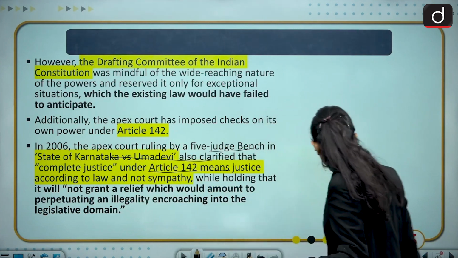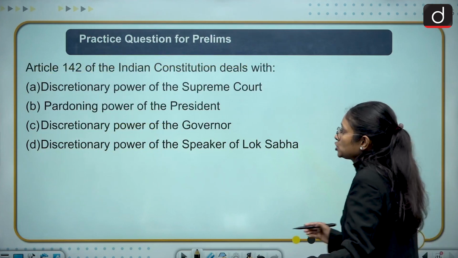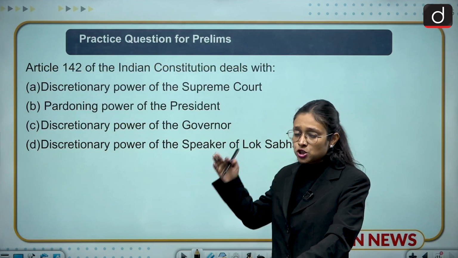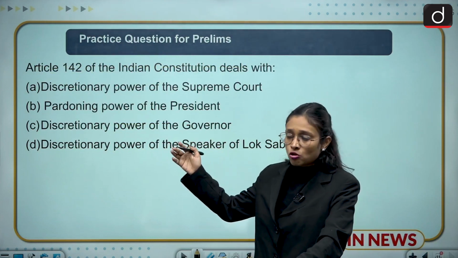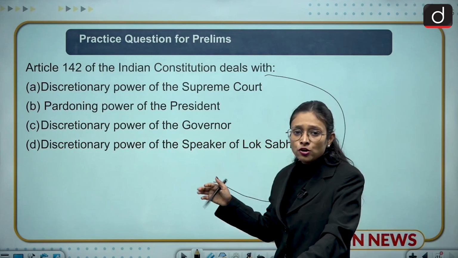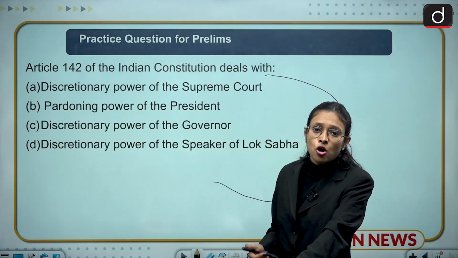Moving to the next one, which is the question. So we already discussed Article 142 at length. So the question is related to Article 142 of the Indian Constitution, and these are the options you have, and I hope you are able to answer this in the comment section.